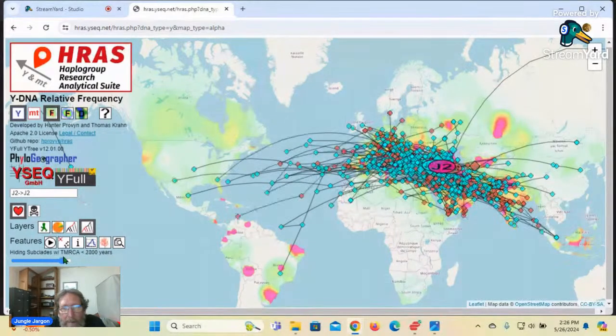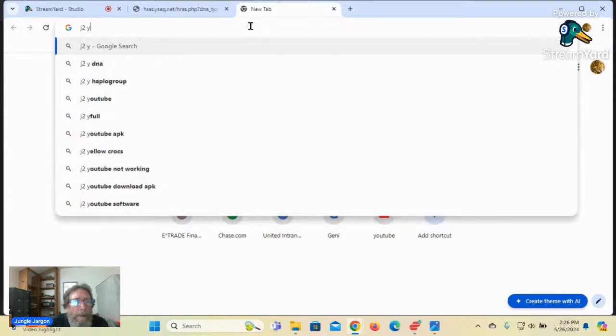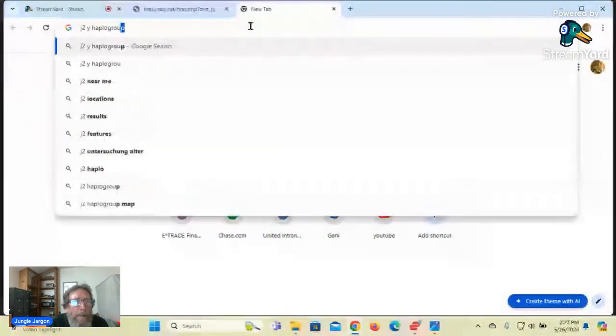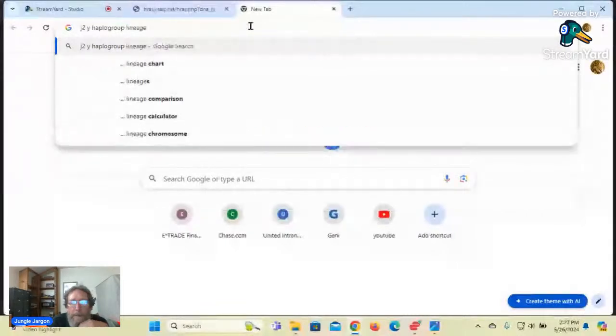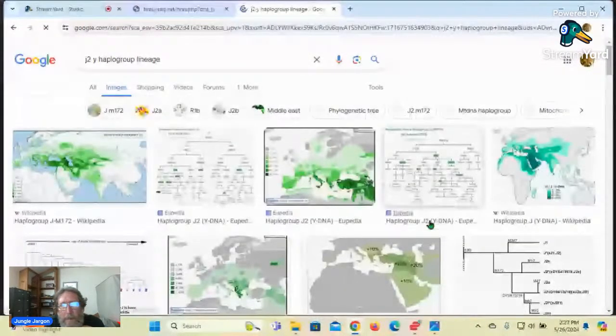But we also have travel into, there's Trinidad again, right there off the coast of Venezuela, Colombia, and Venezuela, the area of Trinidad. For some reason, that was a big spot there. So let's just go ahead and look up J2 lineages if we can. J2Y haplogroup lineages and images. We'll go to the images. And here's the J2.